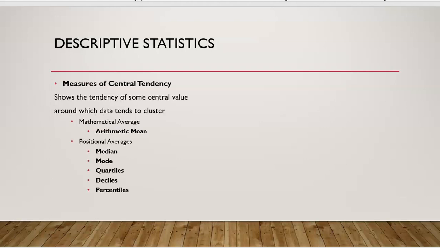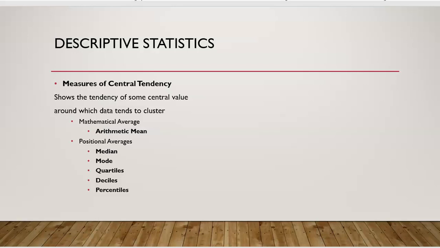Let's go into a little more detail on descriptive statistics. As I told you, descriptive statistics covers measures of central tendency. What is a measure of central tendency? It shows a tendency of some central value around which the data tends to cluster, the middle value around which most of the data is clustered. There are various measures of central tendency, commonly mean, median, and mode.